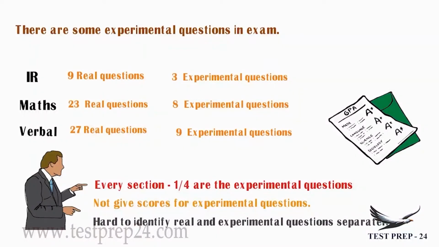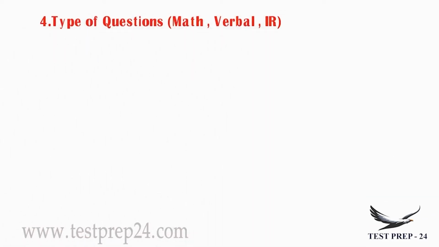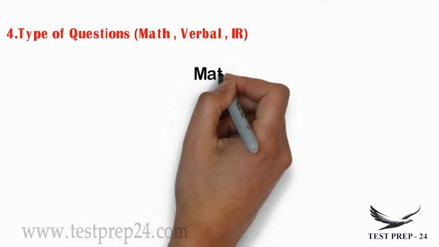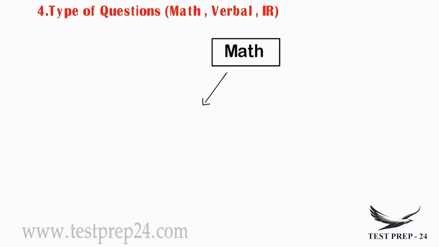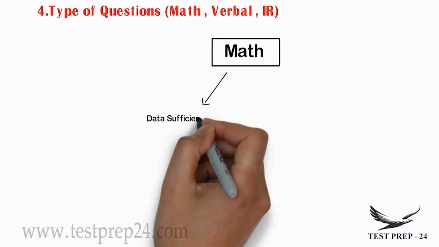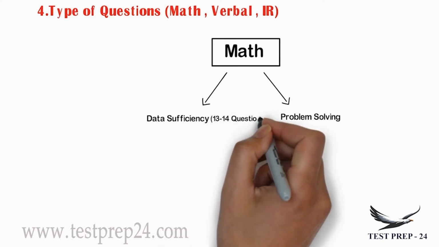As you already know, the IR and AWA score is not included in your 800 marks score, which I have already told you. So let's discuss the types of questions in the Math section, Verbal and IR section. Let's start with Maths. In the Math section, you are going to have two types of questions. The first type is data sufficiency questions and the second type is problem solving questions.